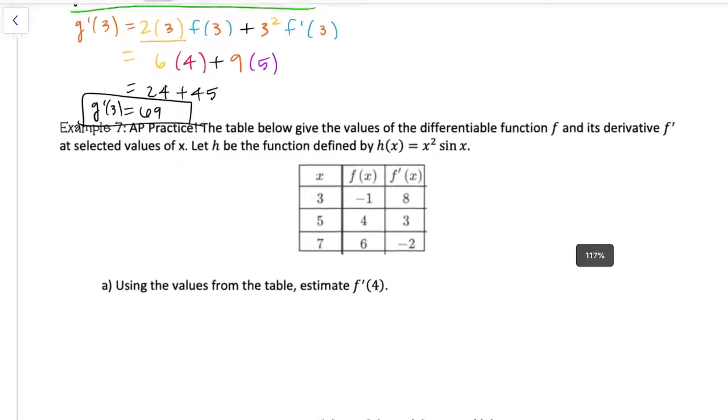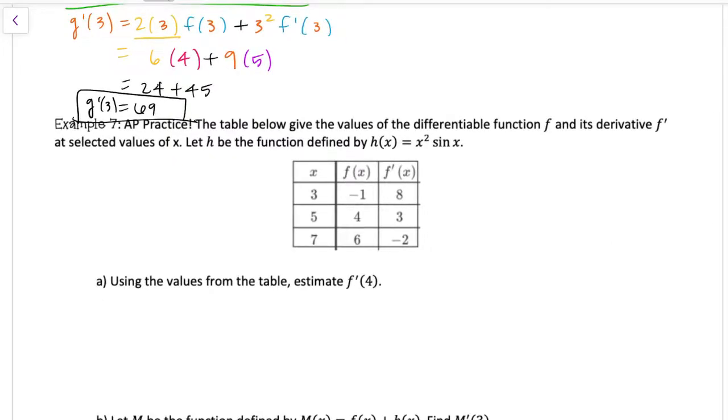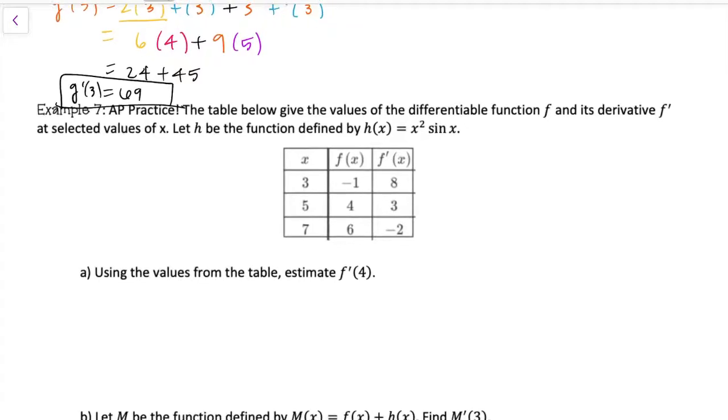Example 7 would be a free response problem. So we've got the table below giving values of the differentiable function, so it has a derivative, f, and its derivative f prime at selected values of x. Let h be the function defined by, okay, so h is a product function, which is completely unrelated to our table. Cool, that's fun. So, using the values from the table, estimate f prime of 4.